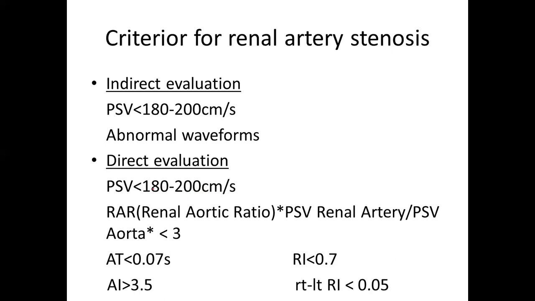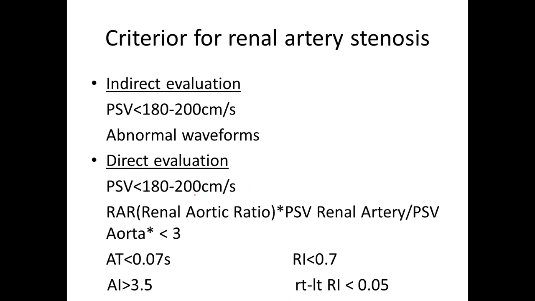Usually you need to evaluate the proximal segment of the renal arteries, because this is the region most affected by renal stenosis. It's mostly affected by atherosclerotic arterial diseases. And this is the most common region, in around 75% of our patients with renovascular hypertension. They have stenosis in the proximal segment of the renal arteries.